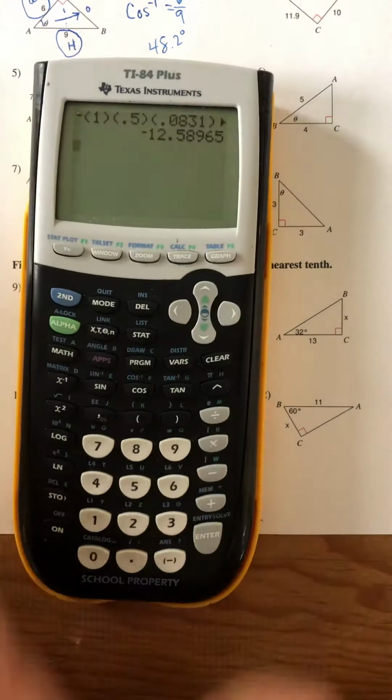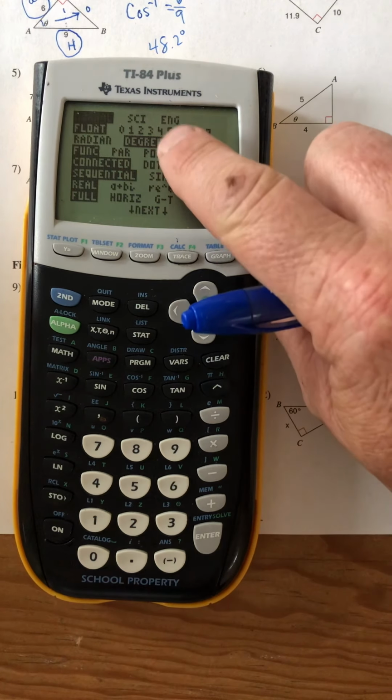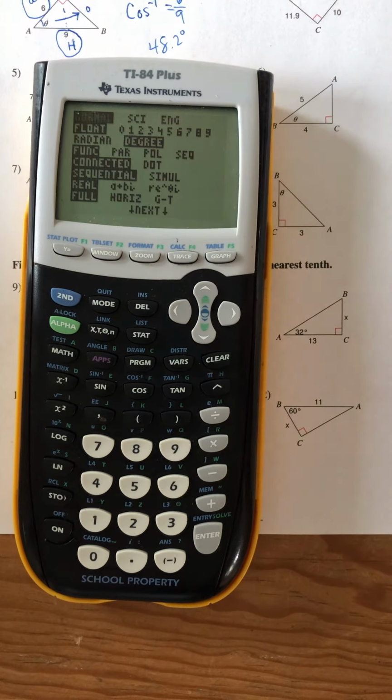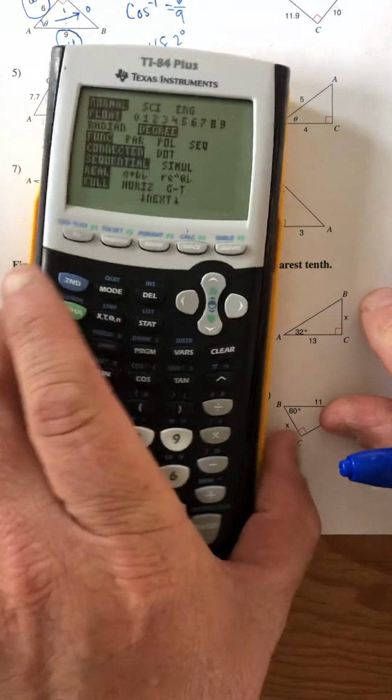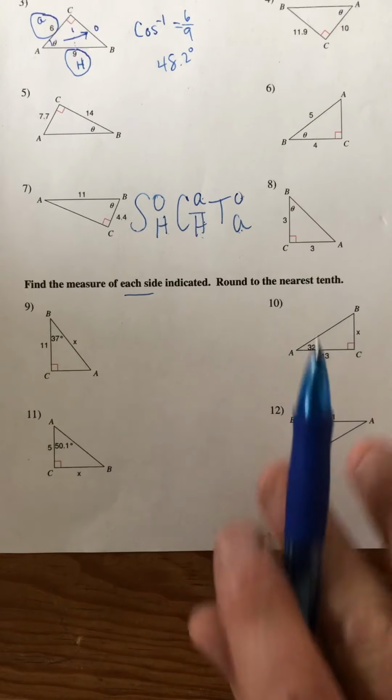First thing I want you to make sure is that you are in degree mode. So hit mode, make sure that you are in degree. If you are not, go down and highlight it and hit enter. Okay. Let's start with number 9.